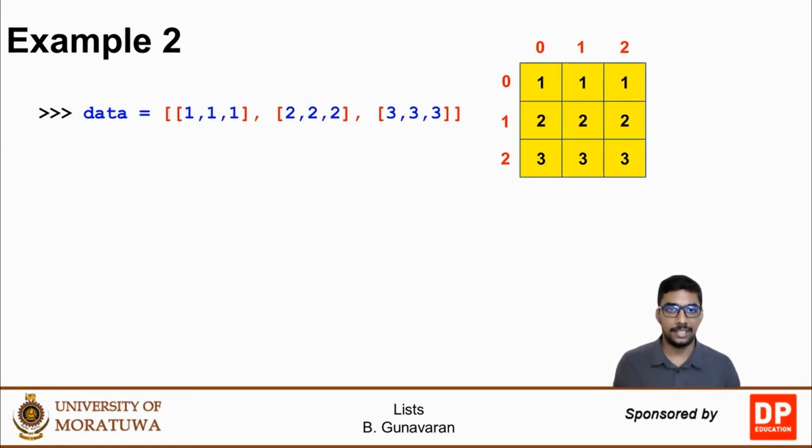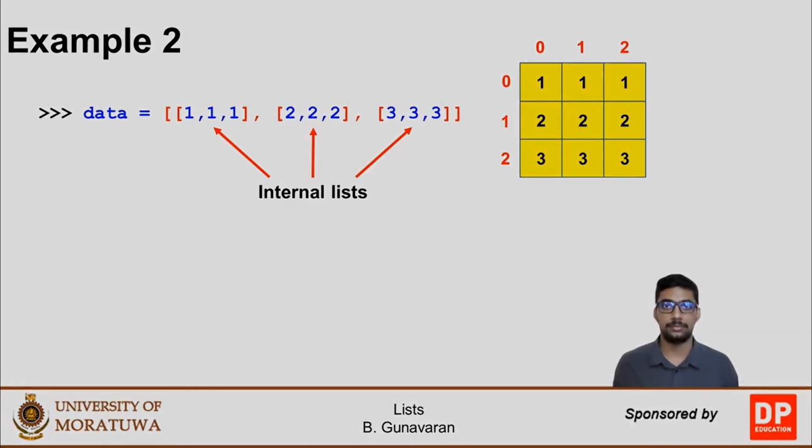The variable data here holds the values of the matrix in a 2-dimensional list. You can see that there are 3 lists inside another list. Each internal list here holds the value of a row in the matrix. For example, the first internal list contains the values 1, 1, 1, which is the first row in the matrix. Now the question is, how to access the values in a 2-dimensional list? The answer is simple. It is the same way as accessing the values in a matrix.